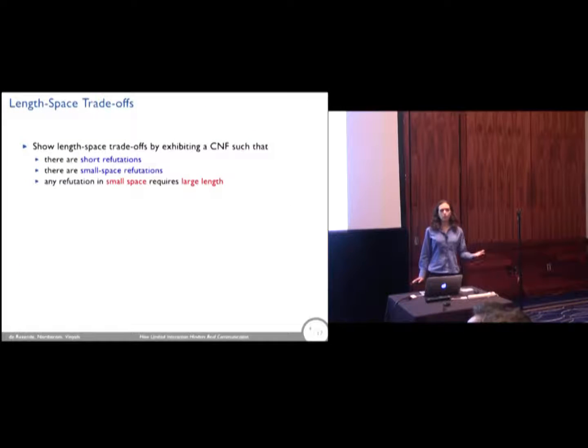Okay, so we're interested in studying trade-offs between length and space. And we say a formula has a length-space trade-off if it has a short refutation, it also has a refutation in small space, but as soon as you try to optimize one of the measures, the other one blows up.